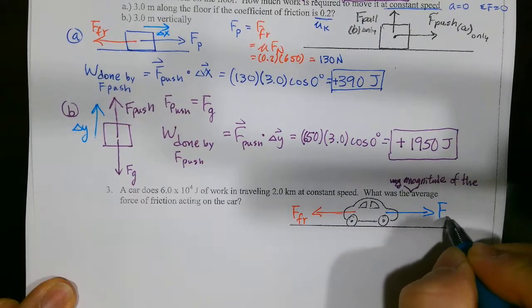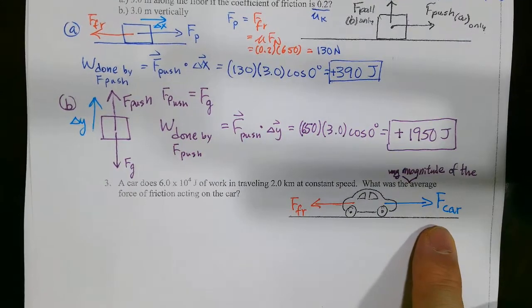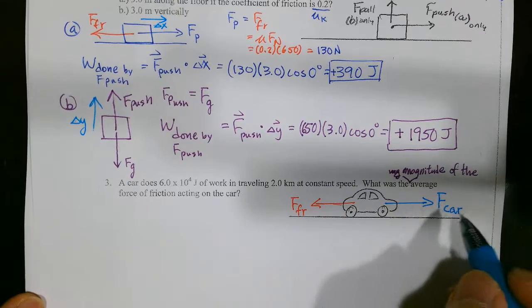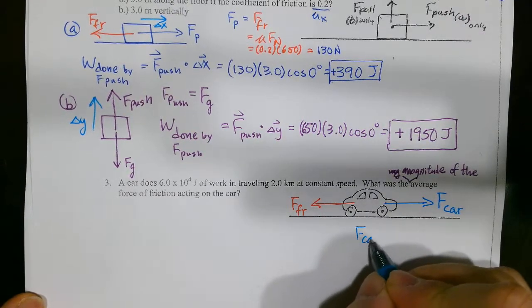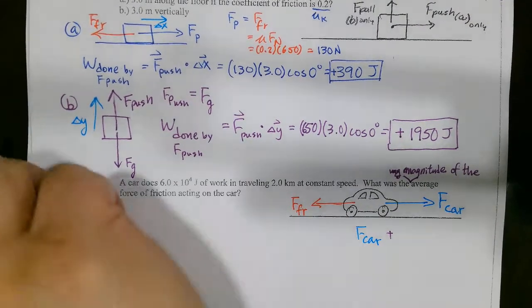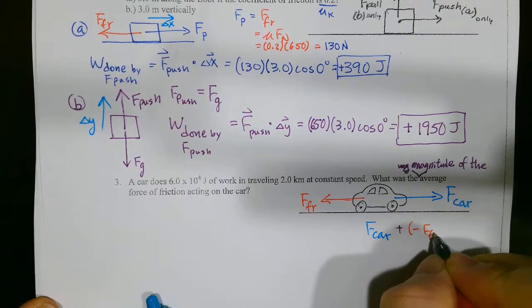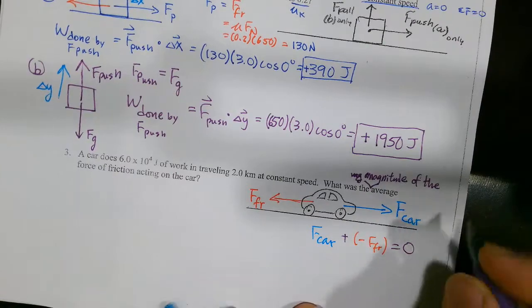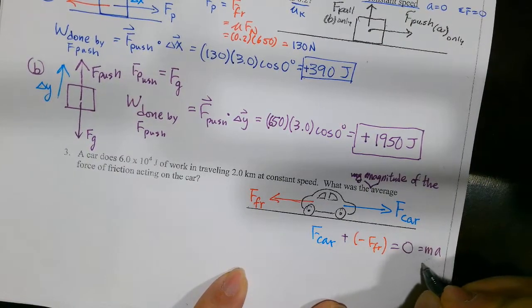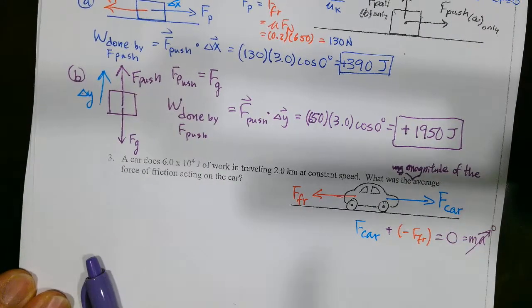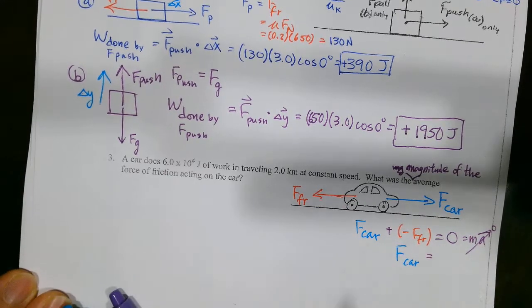Now, this force of the car obviously is the force of the engine in the car and so on. So if you were to add these two together, F car plus negative friction should equal 0, which is equal to ma, but there's no acceleration. So F car is equal to F friction.